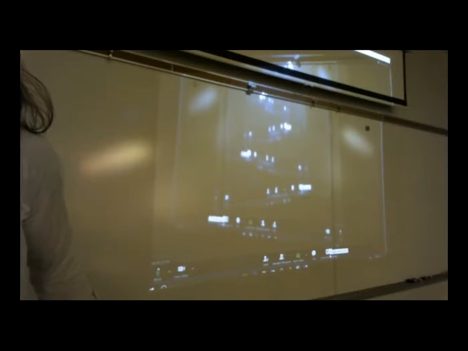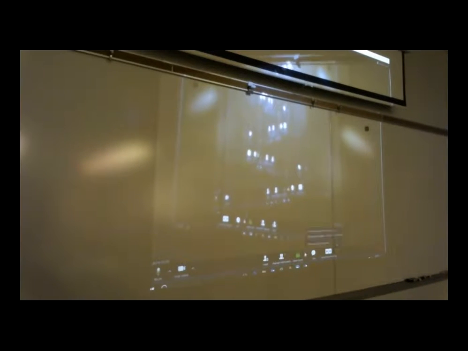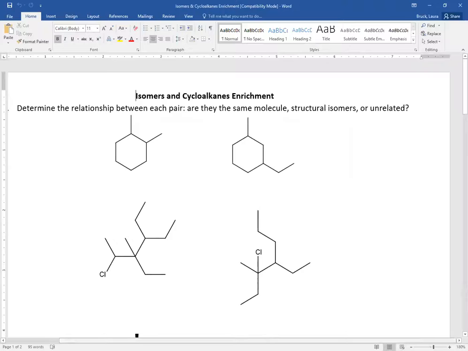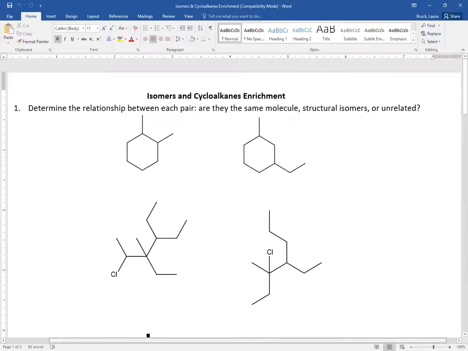All right, so today in class, the students on campus are doing some enrichment. And here are the problems that we're doing. We are doing enrichment on isomers. So here on campus during lecture time, we were working on these problems.